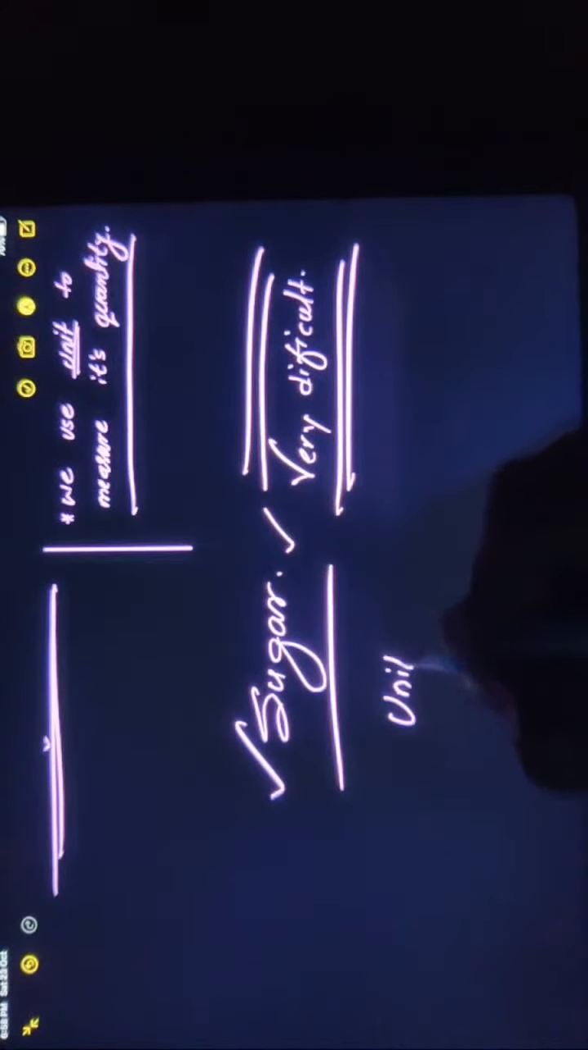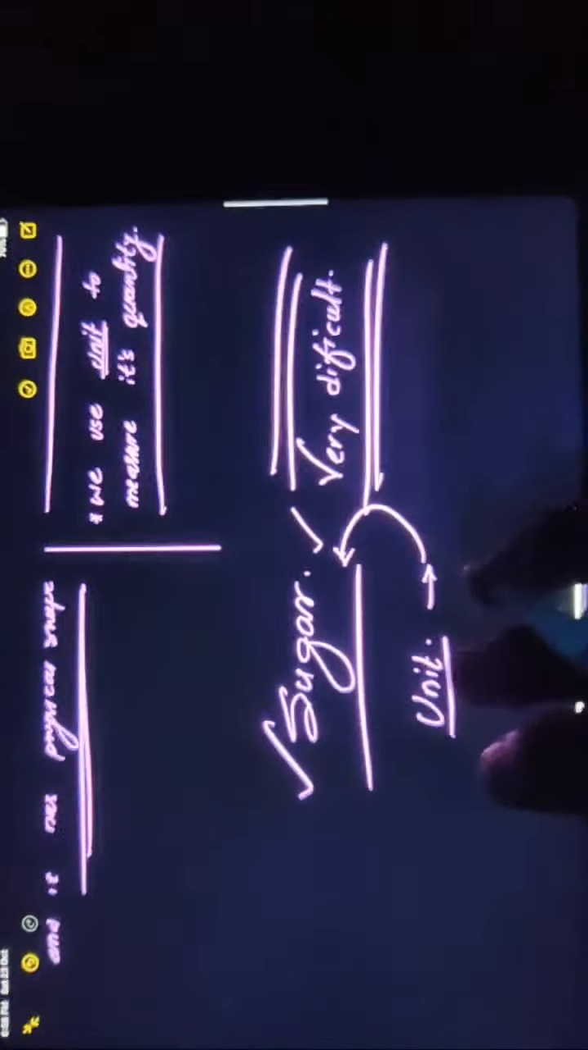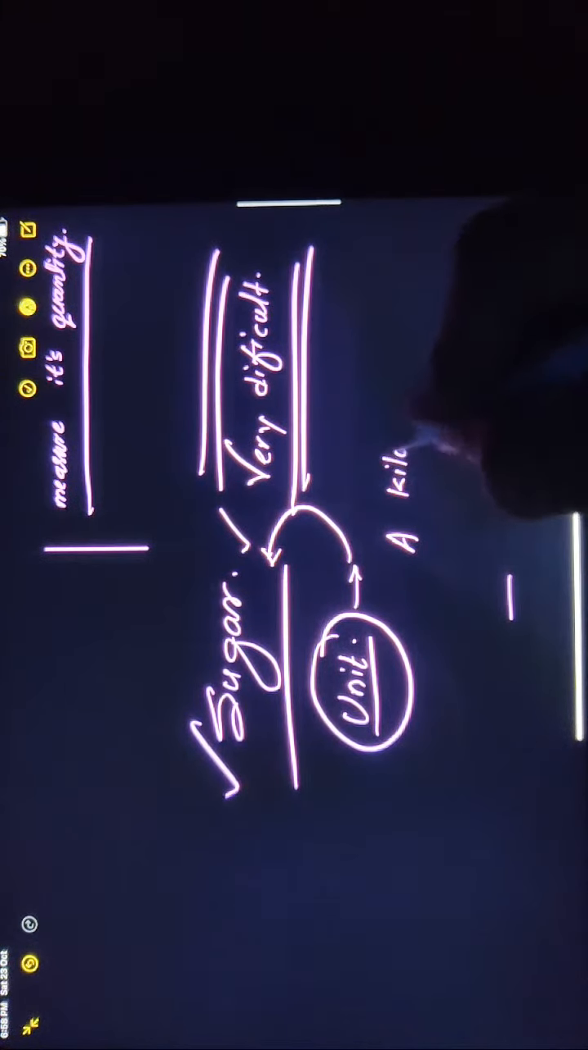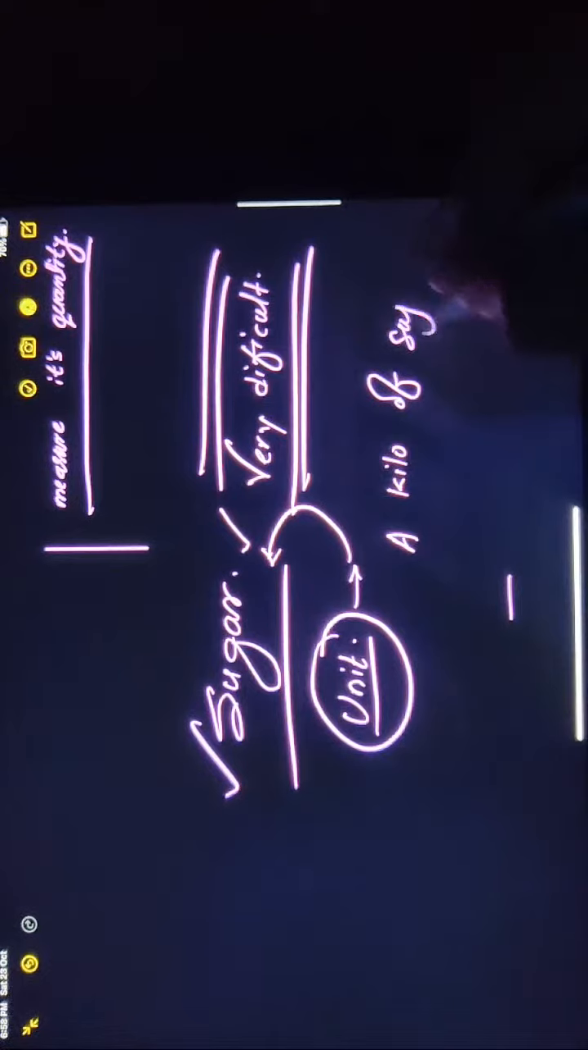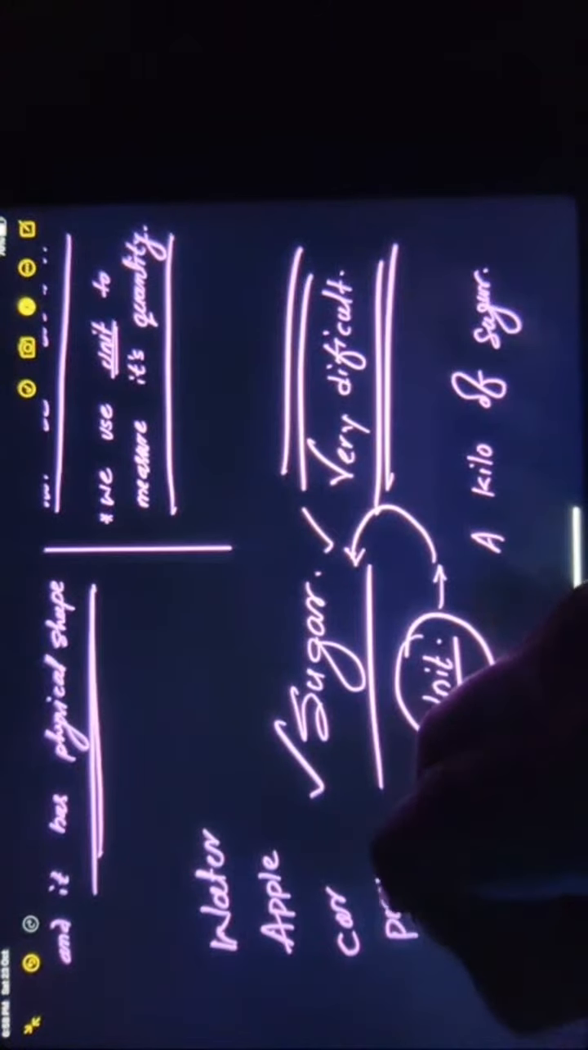And we cannot count and sell sugar. That's why we use one particular unit to measure this uncountable noun. So an uncountable noun cannot be counted, but you can measure it by using some units. And that's where we say a kilo of sugar, right? Now, imagine one thing. Imagine water and imagine an apple or a car or your siblings, like a person.